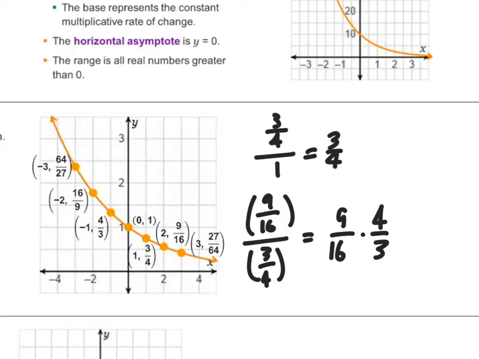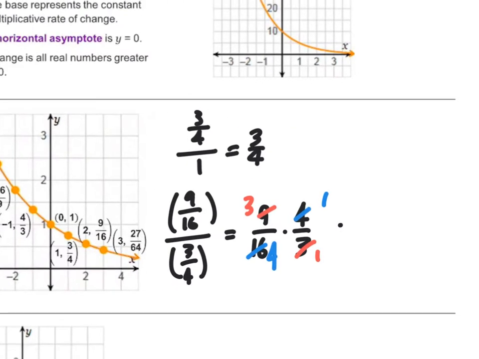The 9 and the 3 divide out to 3/1. So this becomes 3/1. And then the 4 divided by 16 becomes 1/4. So therefore, what I end up getting is 3 times 1 over 4 times 1, which gives me 3/4.